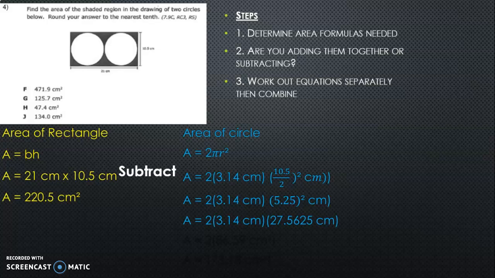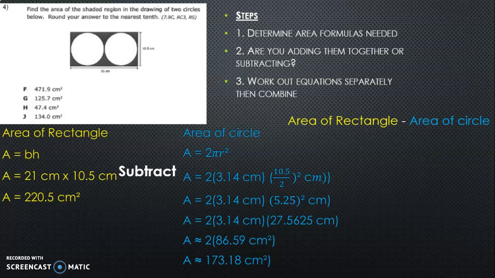When we multiply pi times 27.5625, we get approximately 86.59. Now when we multiply that by 2, we're going to get 173.18. So now we have to subtract. We take our answer for our rectangle minus our circle. So we have 220.5 minus 173.18. When you do the math, you're going to get approximately 47.32.